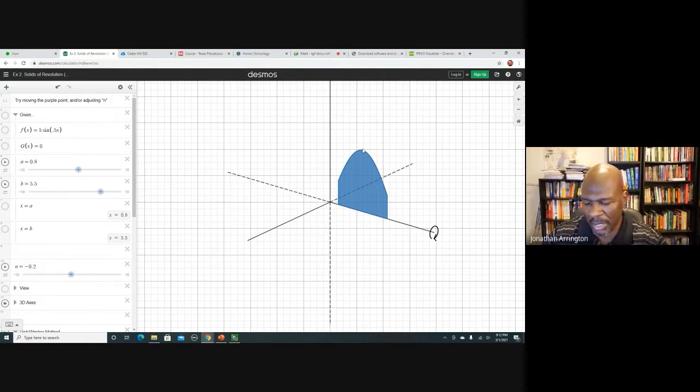But if I'm revolving the object about a line other than the x-axis, how does that affect my radius? So let's take a hypothetical. Let's say from this point to the x-axis, that distance is 10. So the radius at this particular point is 10, and that's the distance from here to the x-axis.